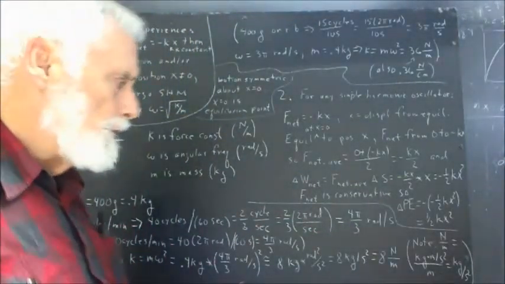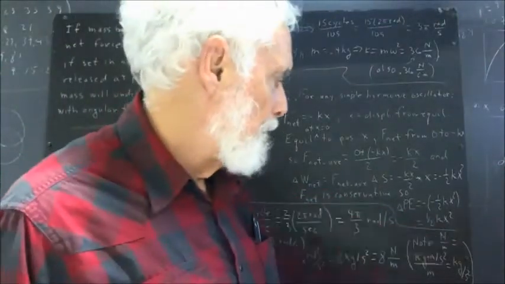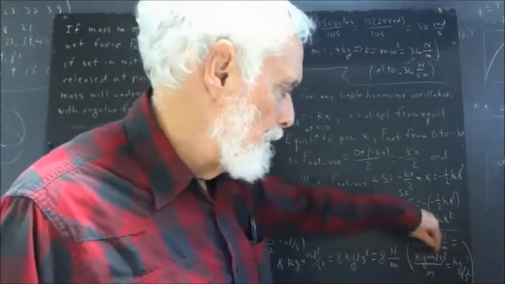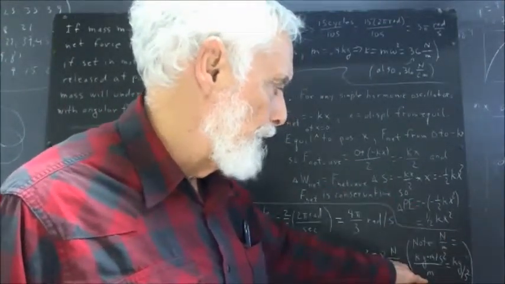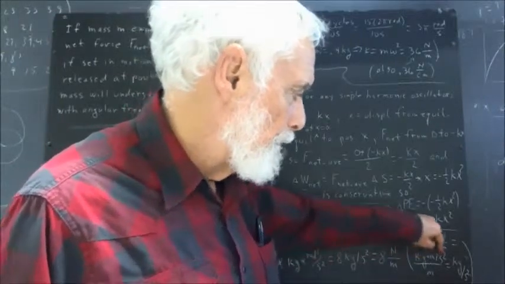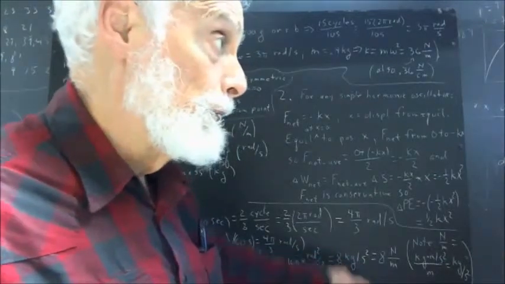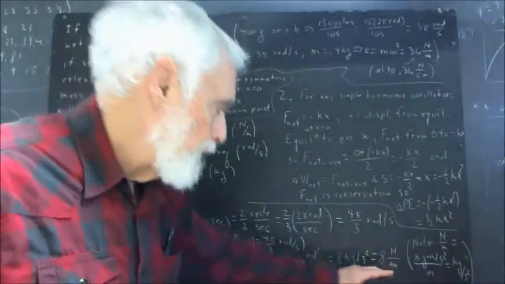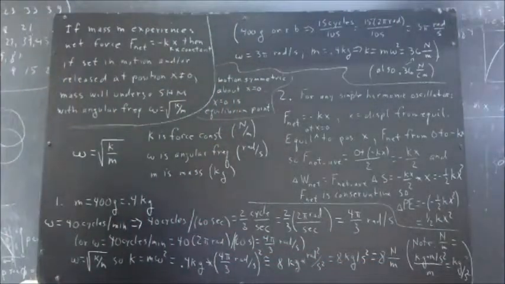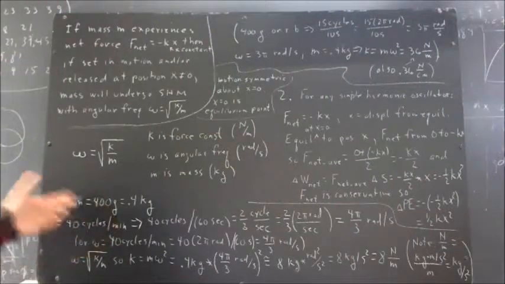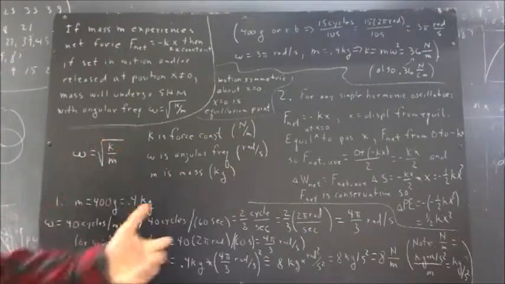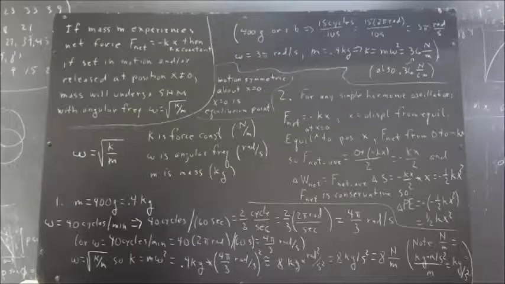Well, we can easily show that a newton divided by a meter, a newton is a kilogram meter per second squared. Dividing that by a meter, we're left with a kilogram per second squared. So the newton per meter is the same as a kilogram per second squared, and we have come up with the right units. So we've determined now that k is approximately 8 newtons per meter.